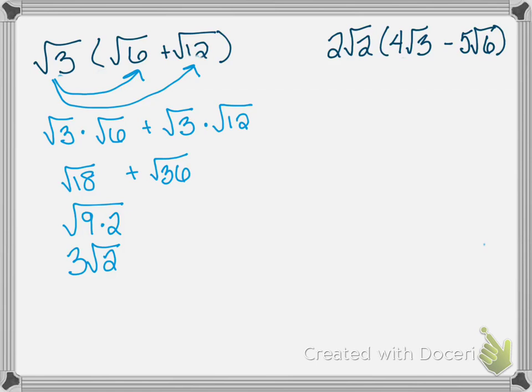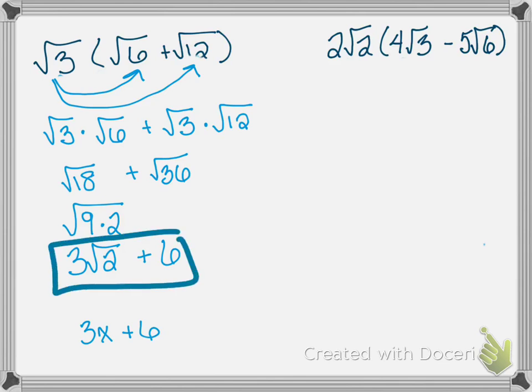Can I take the square root of 36? What's the square root of 36? 6. Okay, now, you want to think of this as 3x, it's similar to 3x plus 6. Can I combine 3x plus 6? No. 3 on the square root of 2 plus 6, those are not like terms either, so you cannot combine them. This is my final answer. Okay?